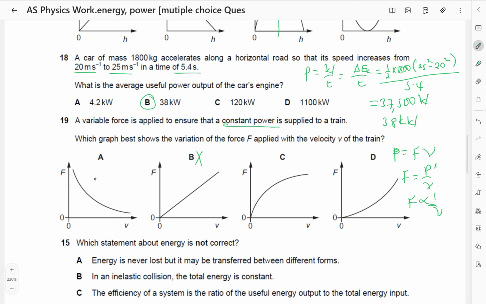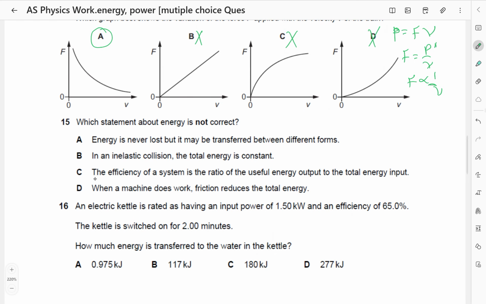So it means B is wrong. As v increases, F should be decreasing. So C is wrong. As v increases, F should be decreasing. So D is wrong. These ones show different values. B shows that as v increases, F increases. C shows that as v increases, F increases until it tends to become constant with time. And D is showing that as v increases, F increases actually more rapidly. So it means the answer is automatically going to be A, asymptotic to both axes.